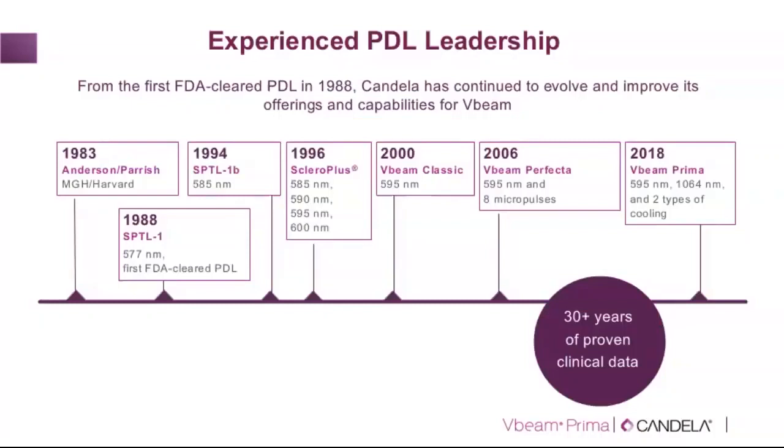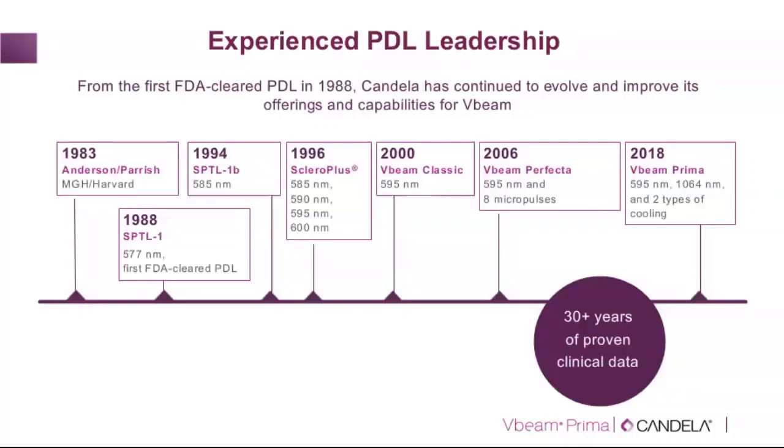And what you can see here from this slide is the evolution of the pulse dye laser over the years with different wavelengths, starting initially from 577 nanometer. In 1996, the choice of 4 wavelengths was studied, and it was chosen that the 595 was the best wavelength in terms of adequate depth of penetration with good uniform coagulation and heating of the vessels with less risk to the epidermis. And that's why since then, with the Vbeam Classic moving forward in 2000, the choice of the wavelength 595 nanometer was chosen.